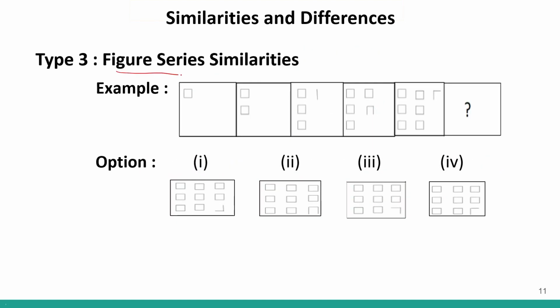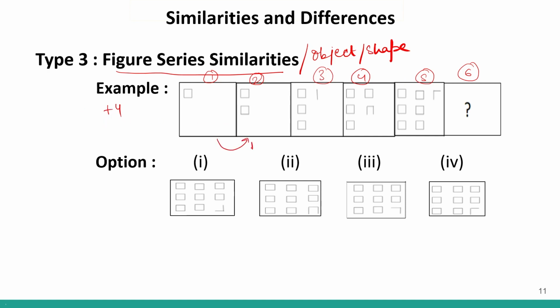Okay? Now, figure series similarities. This is the third type. This is also known as object or shape series similarities. Okay? So here we are given a series. This is the first element in the series, second element, third element, fourth element, fifth element, and we have to find the missing sixth element. So we have to see which option it is. Now, if I see from first to second, this was a box of 4 sides. I can see there's another box. So there's an addition of 4 sides. Right here, I can see there's an addition of 4 sides to complete a box.